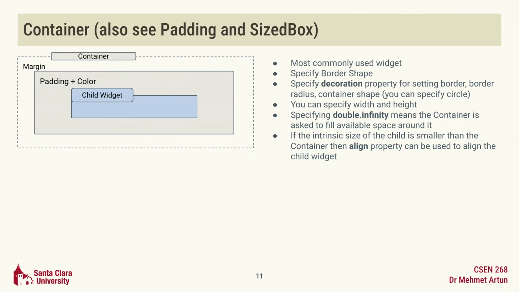When you give it a color, the color is only painted inside the padding. So this is your widget that you put inside, the child widget of the container. If you give it a padding, the background of the container is painted, including the padding.